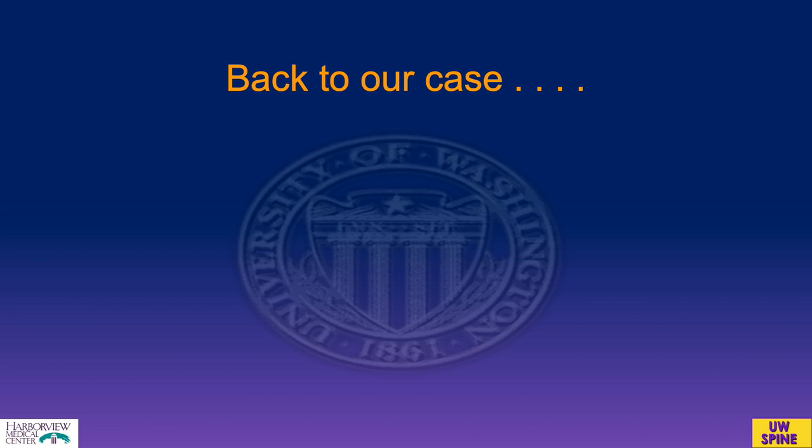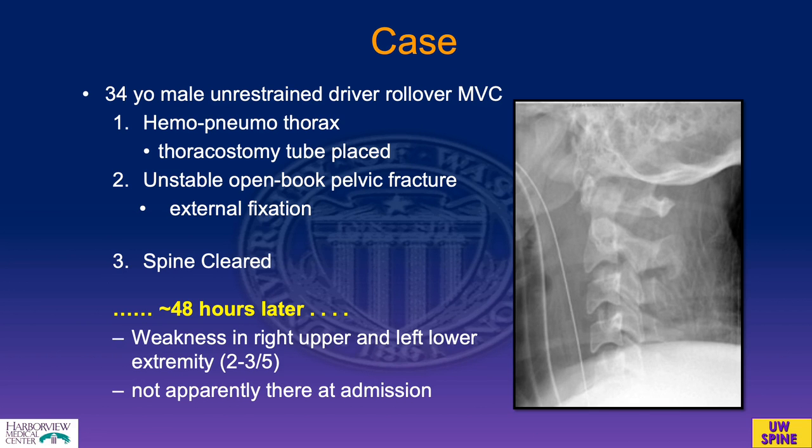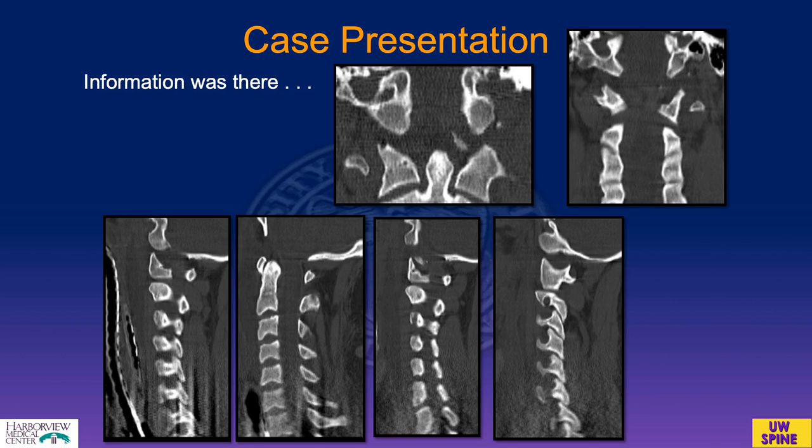So back to our case, 34-year-old male. He's got a hemopneumothorax. He's got an open pelvic book fracture. His spine is cleared. This was not recognized that he had translation or subluxation of his occipital condyle over C1. He also has significant soft tissue swelling. The information was there. We can see this occipital condyle fracture. This is a type 3. We can see it again here. We can see the subluxation. We can see the subluxation on the other side. All the evidence was there.